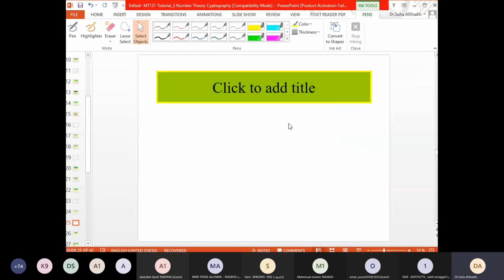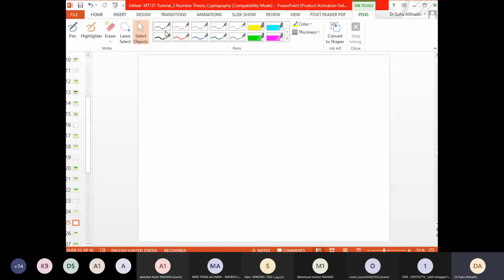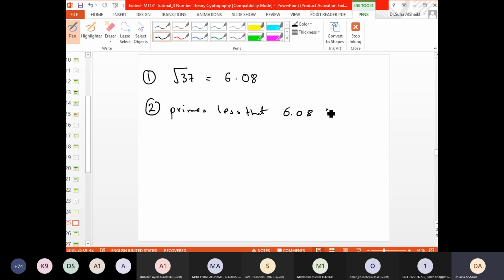What is the root of 37? Use your calculator. Give me what is the root of the 37. Waiting for your answer. 6.08. هذا step number 1. Step number 2. What are primes less than 6.08? ايش البرايمز اللي هي اقل من 6.08؟ 2 وال 3 وال 5.